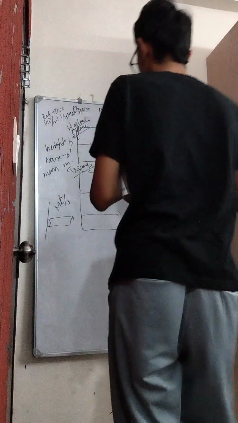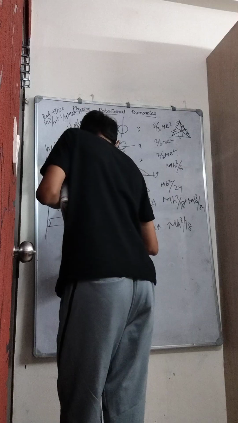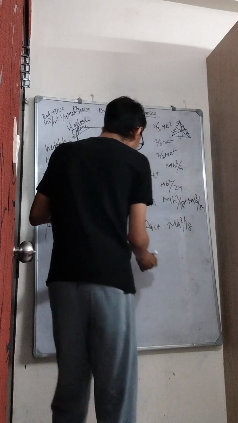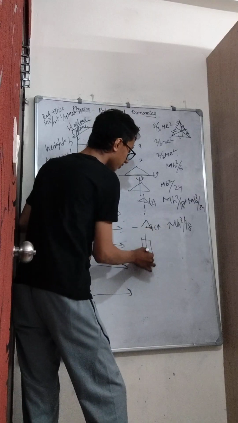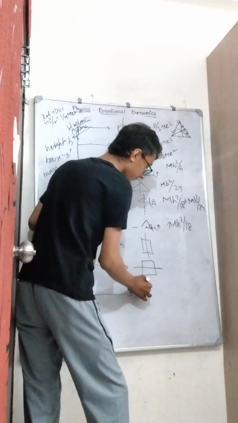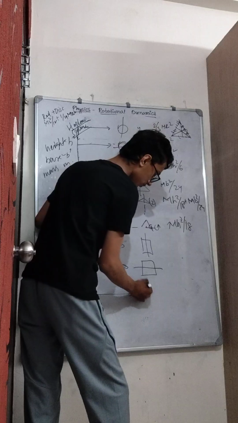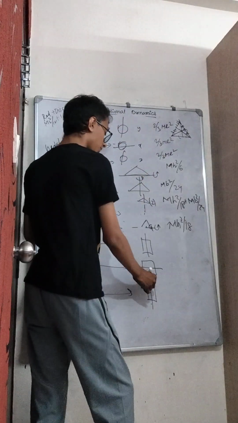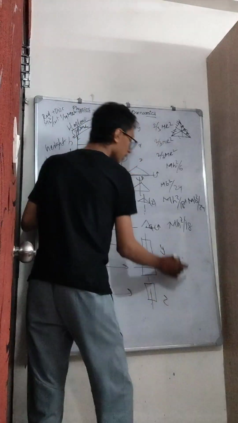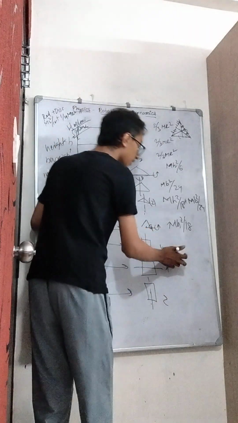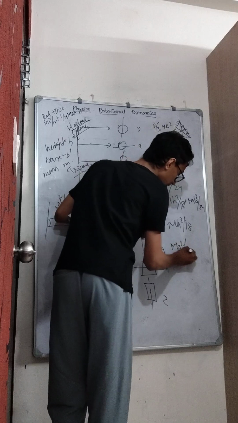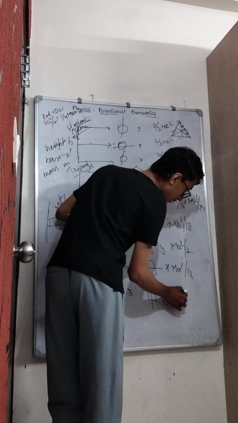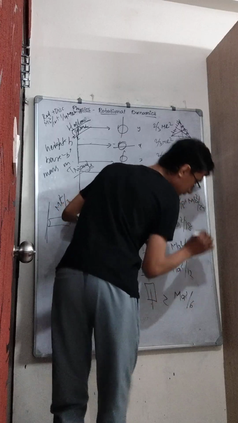Last one is square. Side of the square is a. This is from the y, x, z axis. Side, that means here it will be ma square by 12 because the side is the same. But for this one it will be ma square by 6.